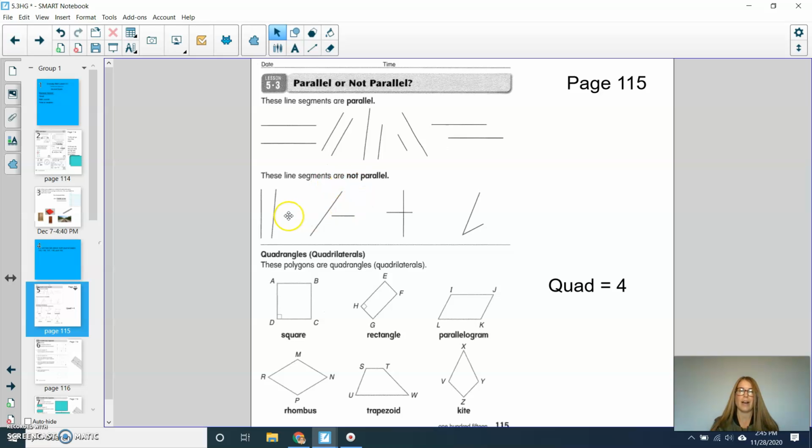These line segments are not parallel because if they continued, they eventually would bump into each other. They eventually would meet or intersect. Another word that we're going to be talking about today is quadrangle or quadrilateral. These polygons, polygon is another name for a shape, are quadrangles, and notice how all of them have 4 sides. So we have our square, rectangle, parallelogram, rhombus, trapezoid, and kite. These are all polygons that have 4 sides.